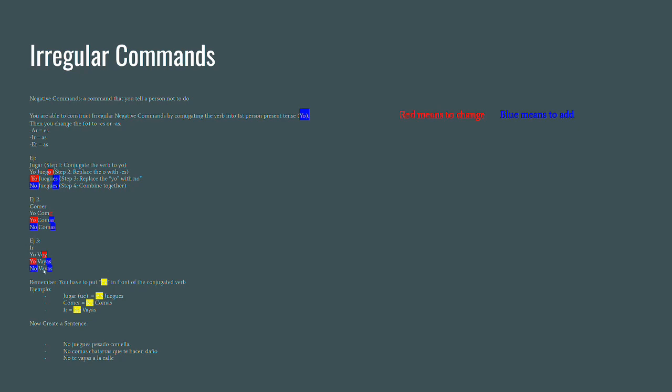Remember, you have to put no in front of the conjugated verb in order to make sense that it's a negative command. Because, like I said in the beginning, a negative command is a command that you tell a person not to do. Now we just create a sentence. No juegues pesado con ella. Don't play dirty with her. No comas chatarras que te hacen daño. Don't eat junk food that can hurt you or affect you. No te vayas a la calle. Don't go to the streets.